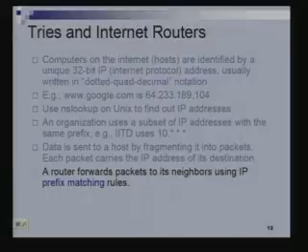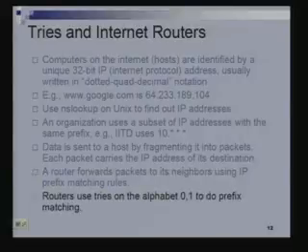So your table would have: anything that begins with a 10, send it here; anything that begins with 10.27, send it here; anything that begins with 10.27.36, send it here. So now what is the router going to do? It's going to find out the best possible match of these three. It searches for all occurrences and then takes the longest. It will try to find out the longest match.